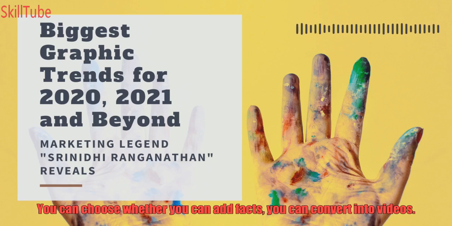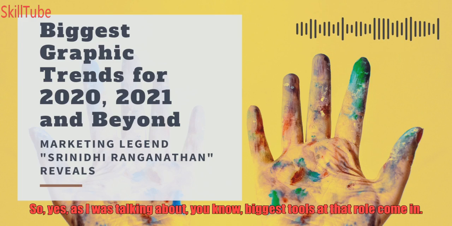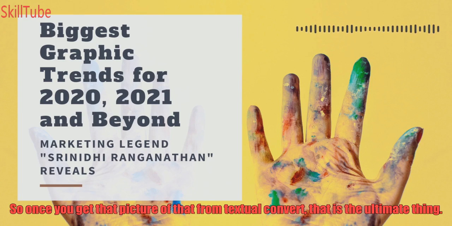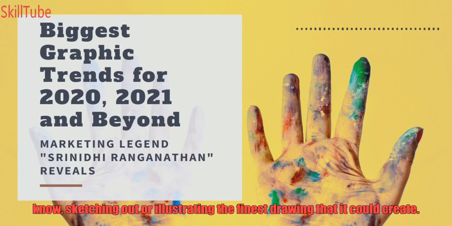You can pick characters, you can choose the weather, you can add FX, you can convert into videos, right? So it's very good. So yes, as I was talking about, biggest tools that will come in. So once you get that picture from text, it should convert. That is the ultimate thing. So once it converts, it draws and all the stuff, automatically picking your mouse cursor and sketching out or illustrating the finest drawing that it could create.